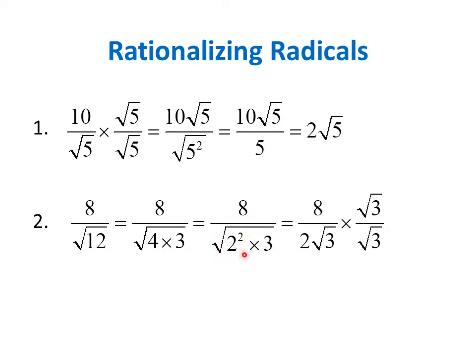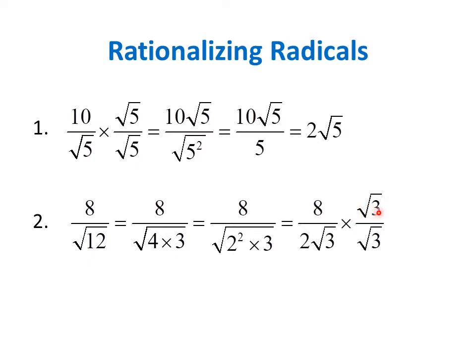Let's evaluate the square root of 2 squared. That, of course, is 2 times the square root of 3. So how do we rationalize this fraction with a radical in the denominator? We have to get the conjugate of the square root of 3. To eliminate this radical, we have to have a perfect square in the radicand. So we have to multiply this 3 by another 3. Therefore, the conjugate is the square root of 3.